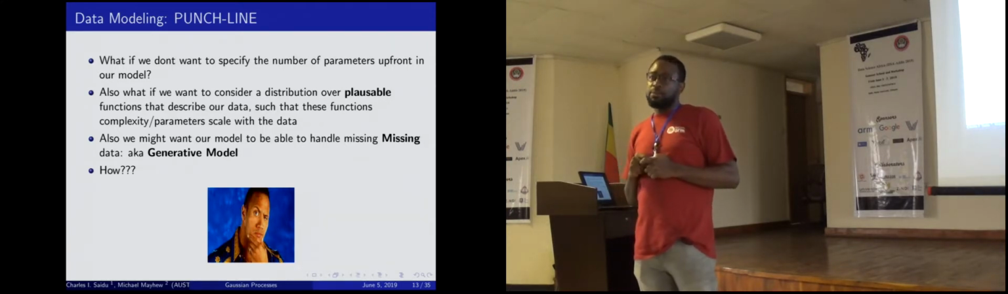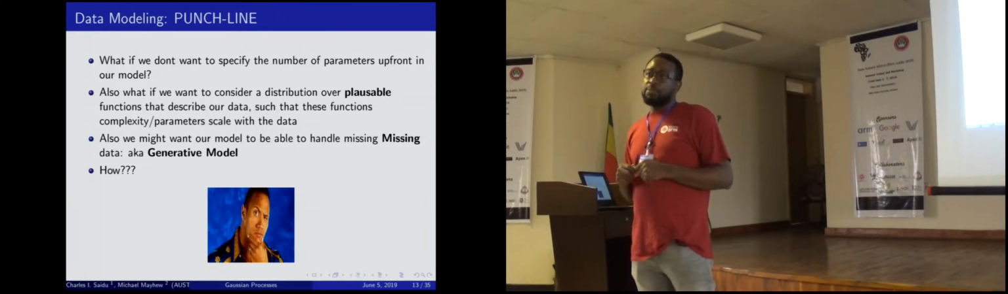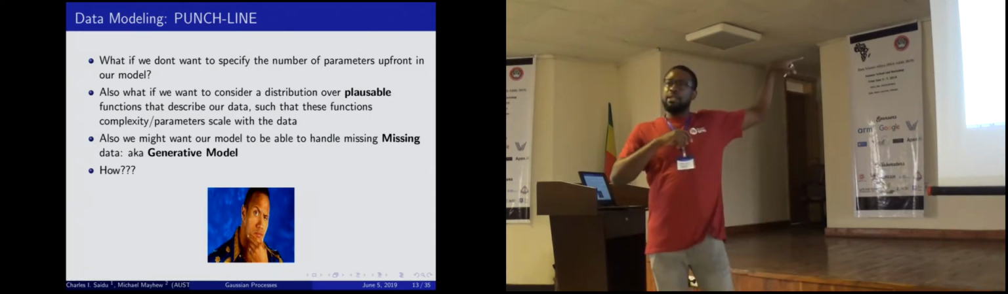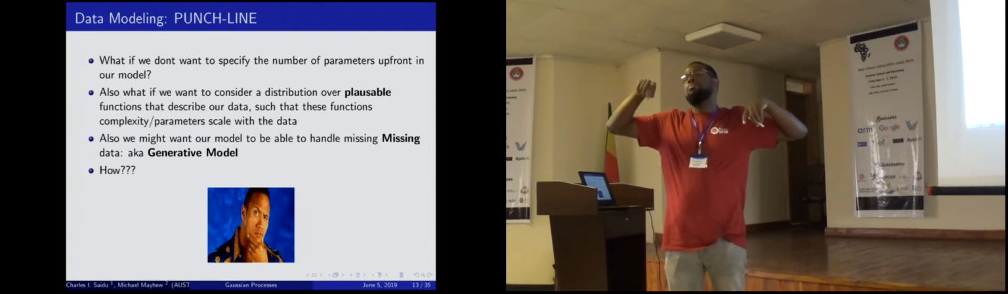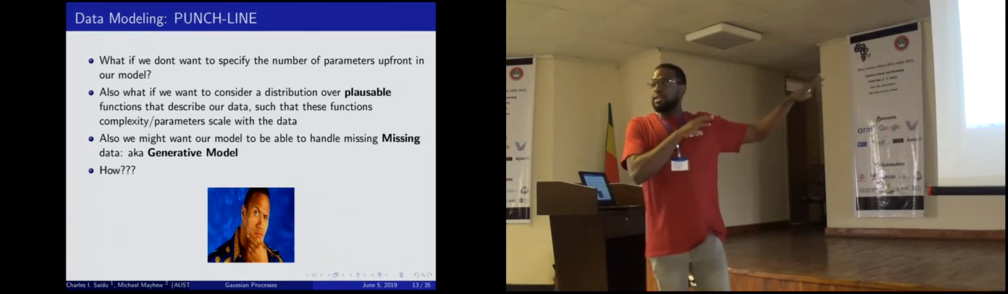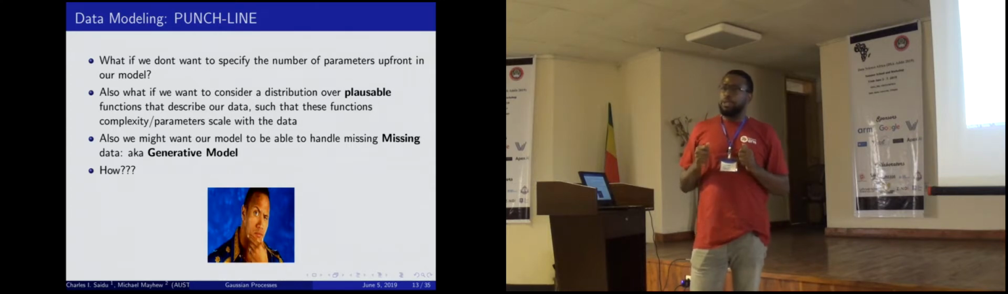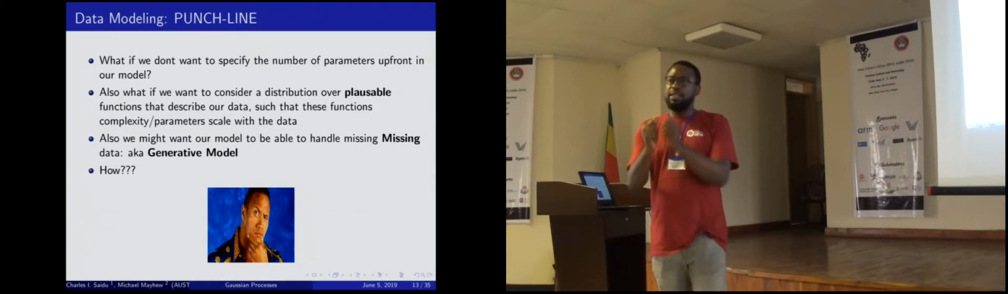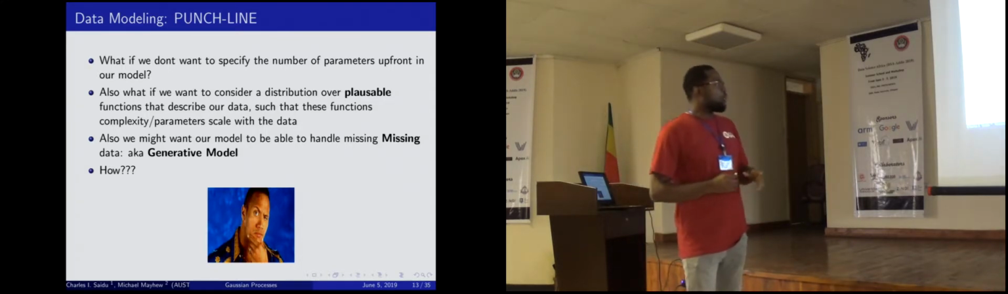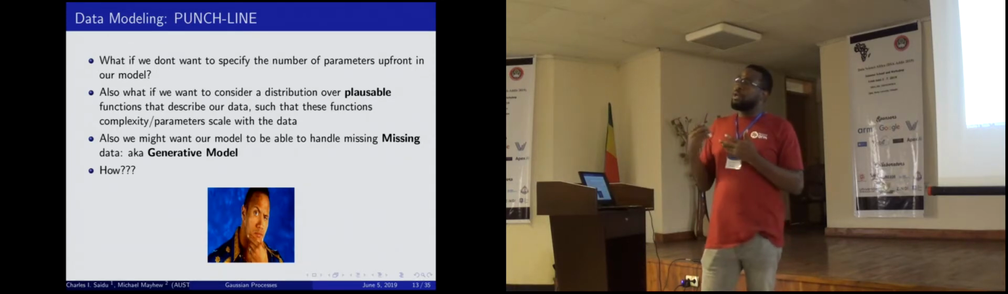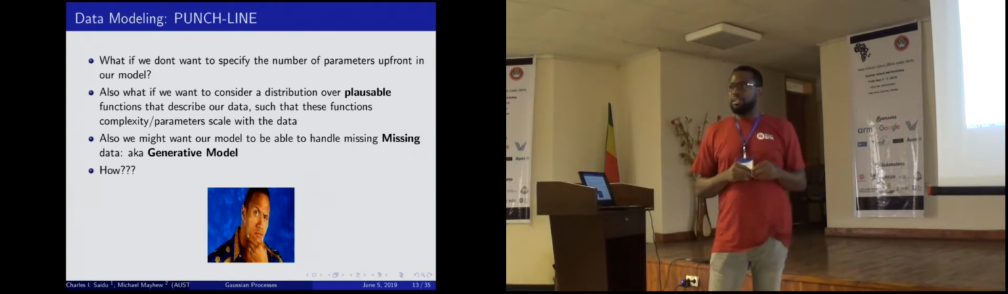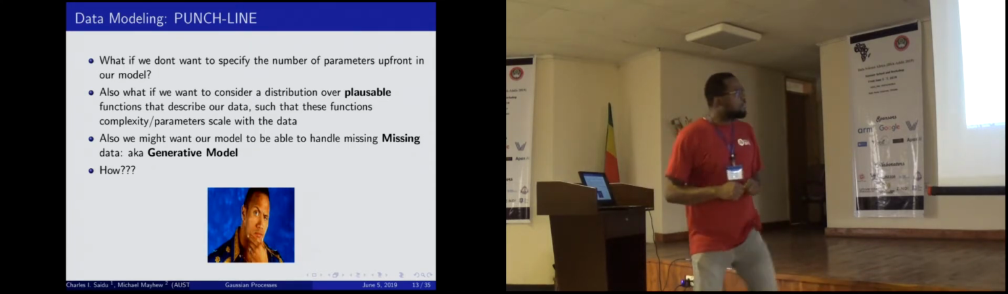Now, the punchline here is, what if we don't want to decide the number of parameters we need to fit our model before we actually fit the model? Also, what if what we want is like that distribution you see, a plausible function that describes that model, like a distribution of those functions that will describe the data that you see? But we don't want it in such a way that we are restricted to just maybe doing linear regression or cubic or whatever it is. So we might want to be able to have some way of generating new data from our model. So basically, they call it generative models. So how do we do this?